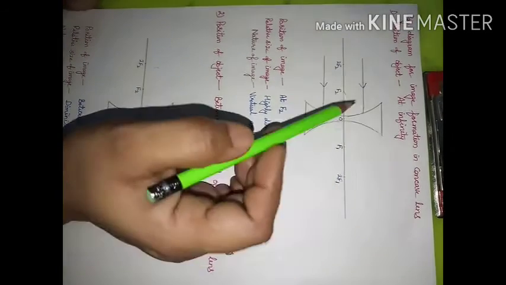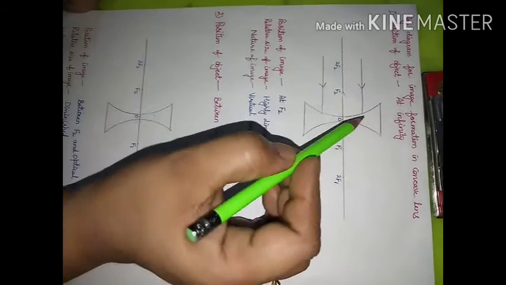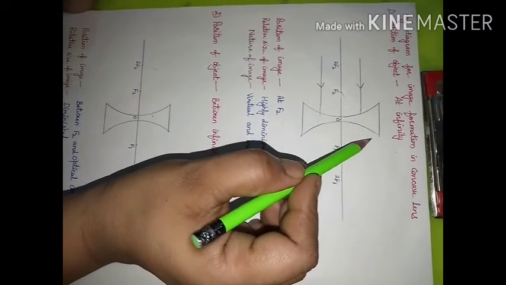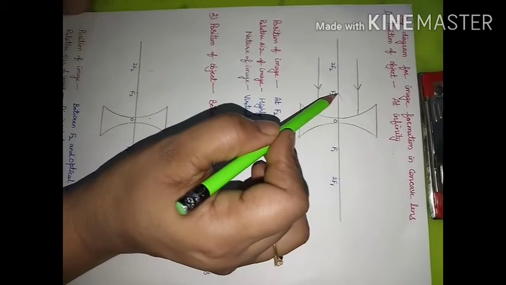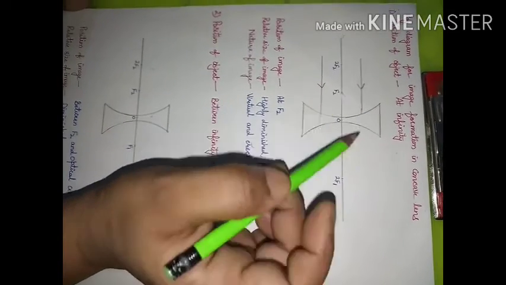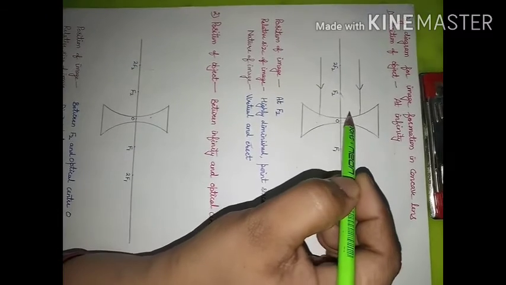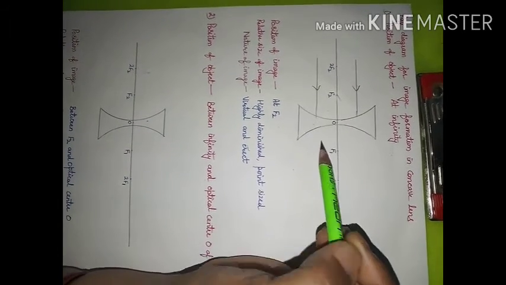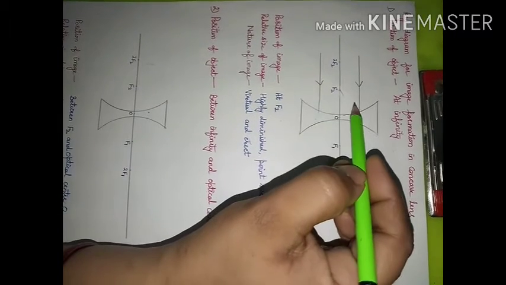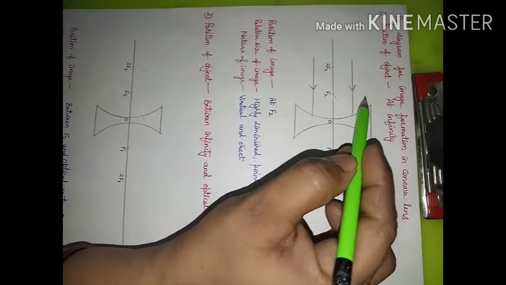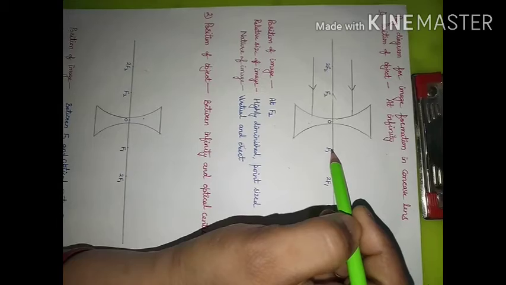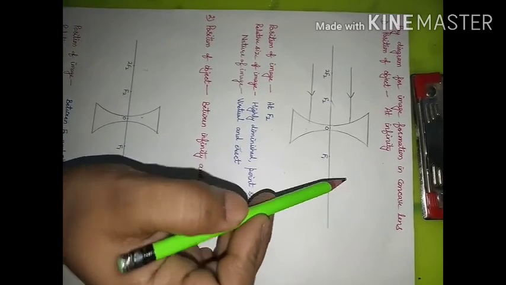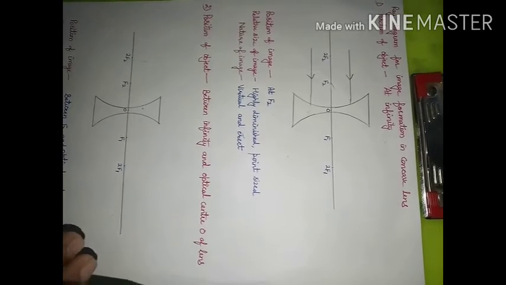First, a ray of light parallel to the principal axis, after suffering refraction, will diverge, and this divergent ray will appear to come from the focus. Second, any ray of light that is passing through the optical center will go undeviated. Third, any ray of light that is pointing towards the focus, after refraction will become parallel to the principal axis. These three rules we have discussed in the previous video.